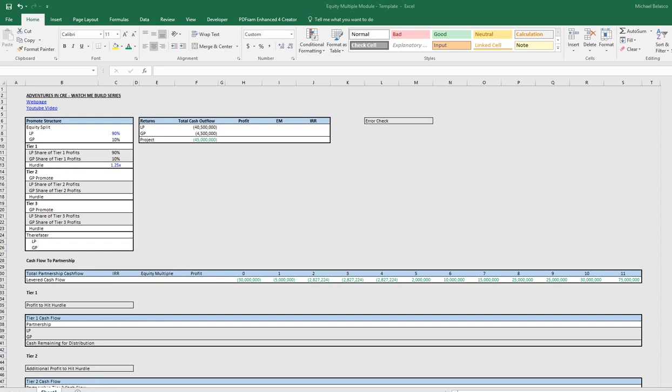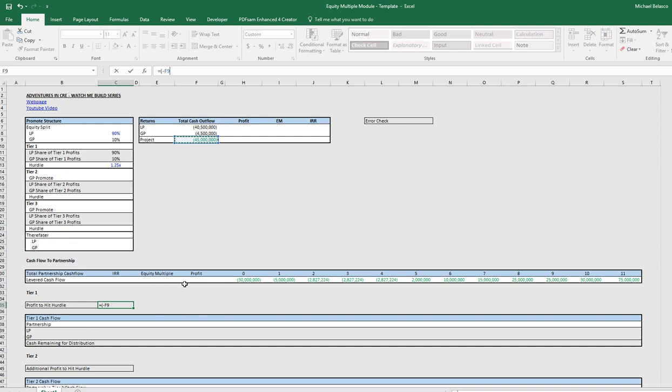All right, so a really great and simple way to do this is, I like to solve for the equity multiple before I actually model any cash flows out. So I've created this box right above tier 1 that says profit to hit hurdle. And so the way we can do this, it's very simple, if you haven't already figured it out.